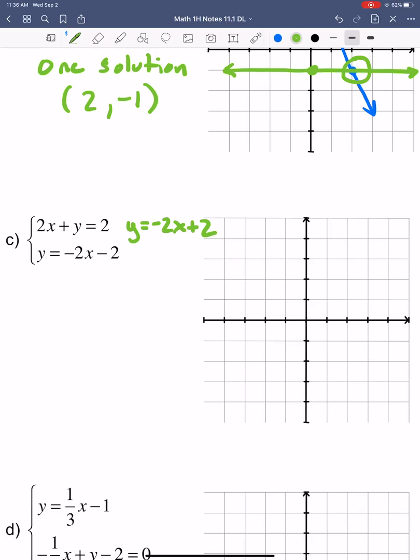And so then I would have these two equations here, right? The one I just rearranged and the original one that they gave me there. And I'm going to graph both of these. So this green equation here has a y-intercept of positive 2 and a slope of negative 2. So that's down 2 and to the right 1 because it's negative 2 over 1. Okay, and we can go ahead and connect those points there.